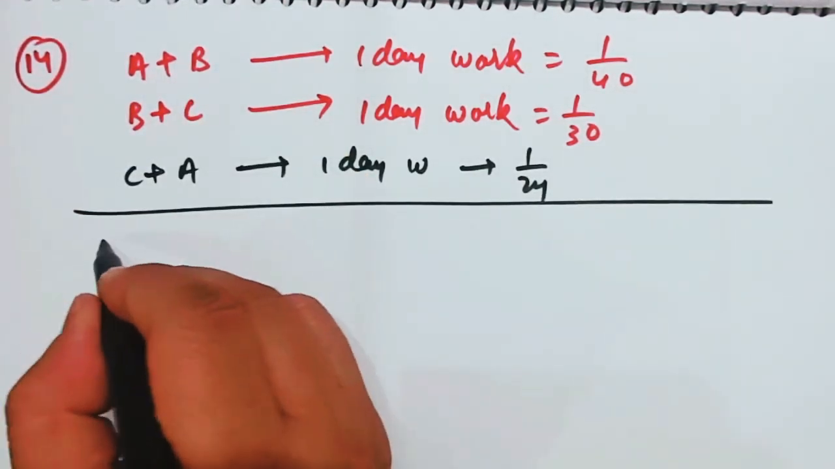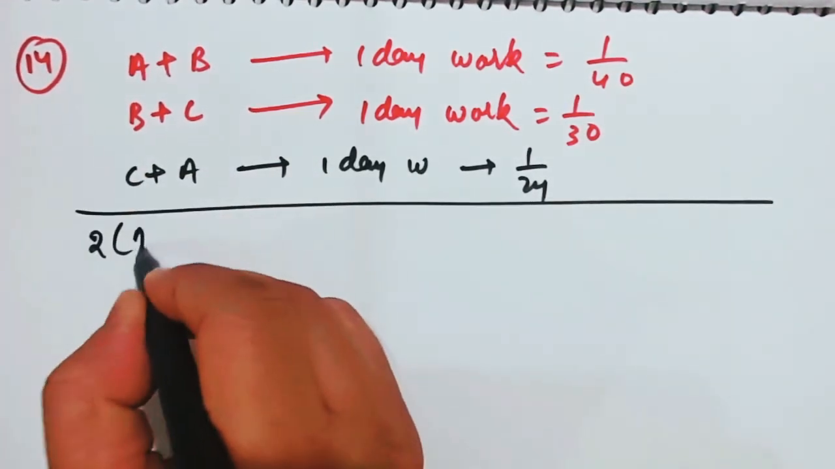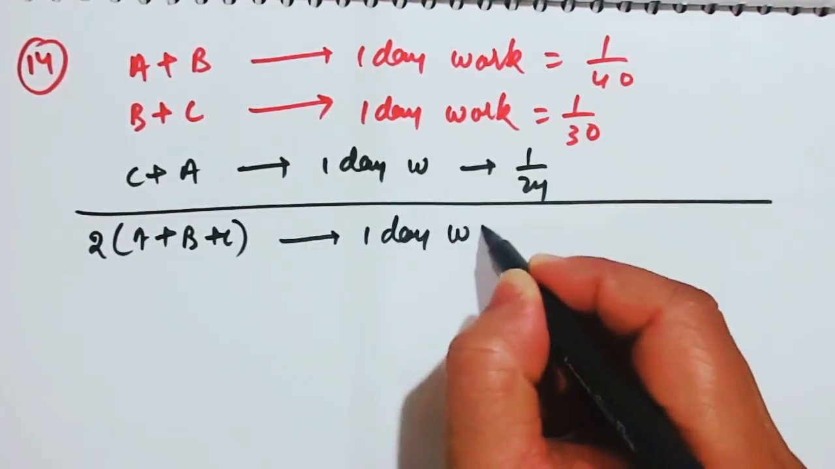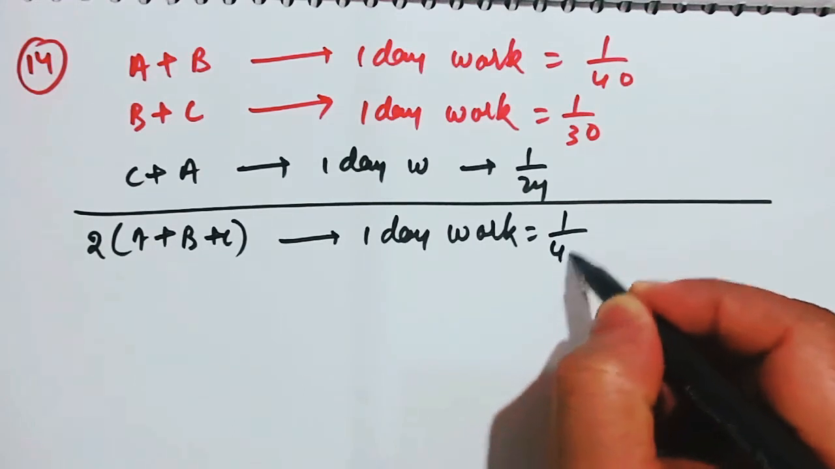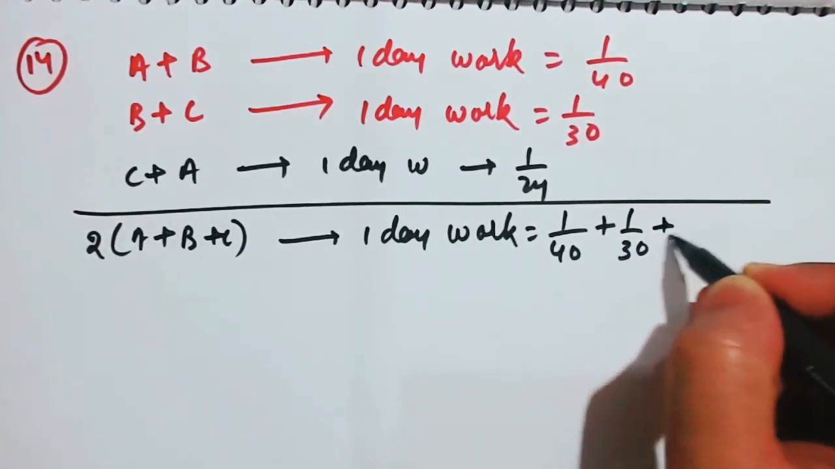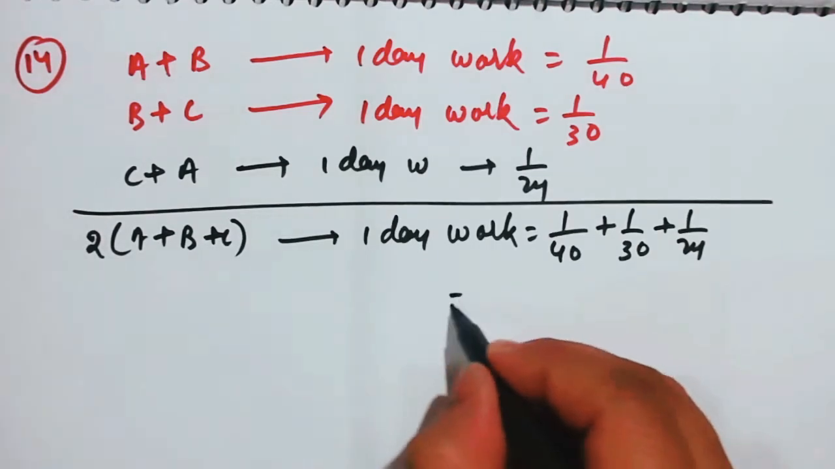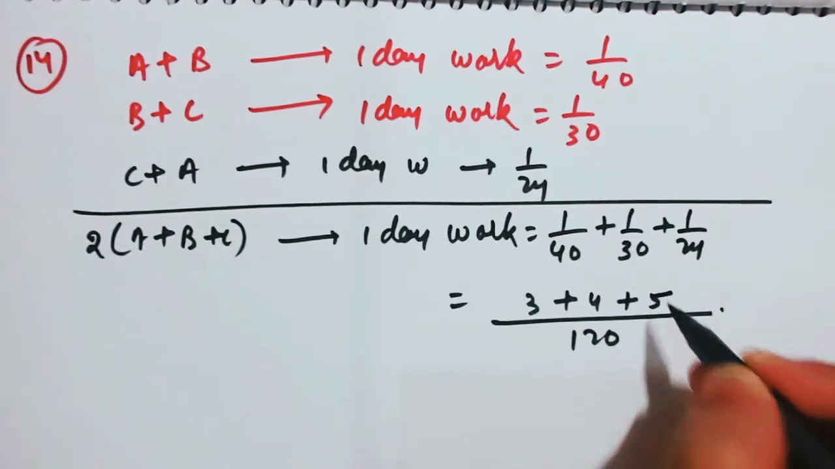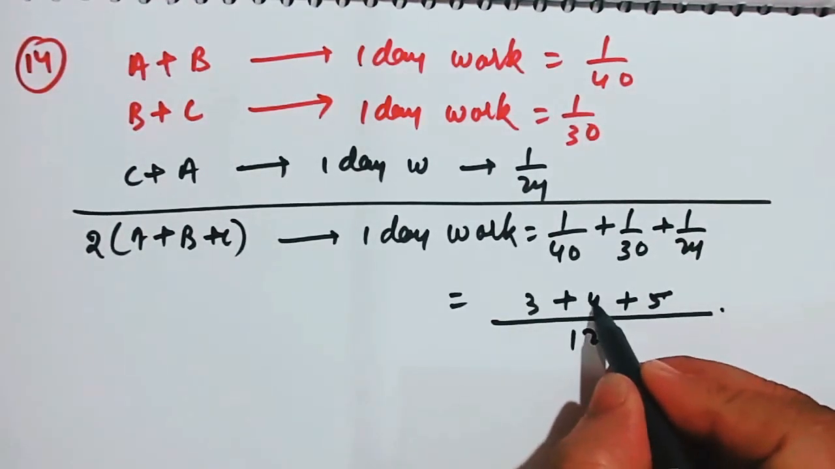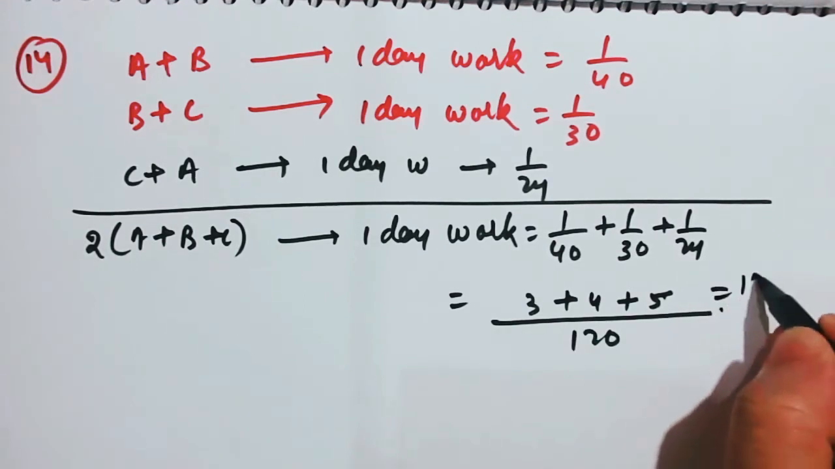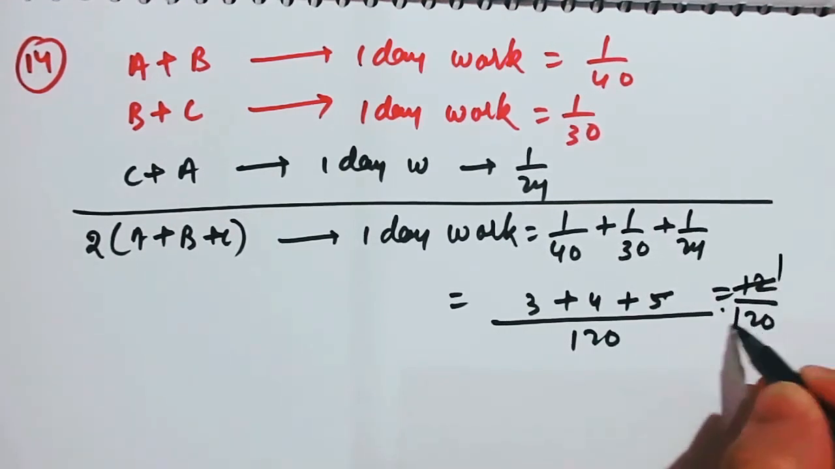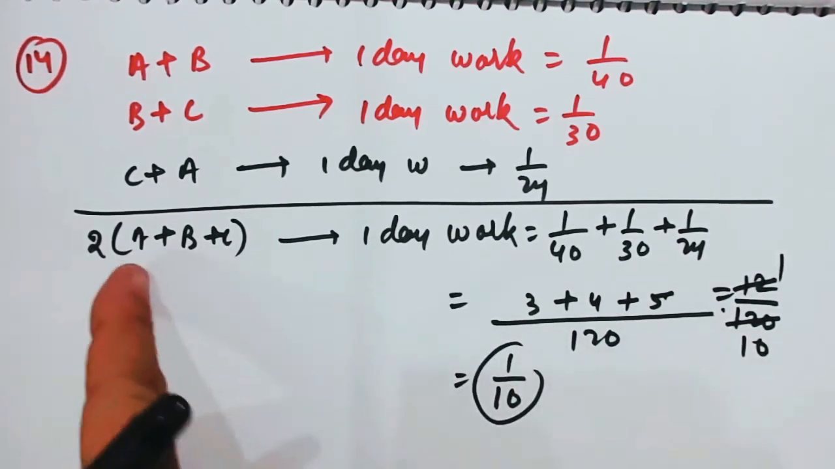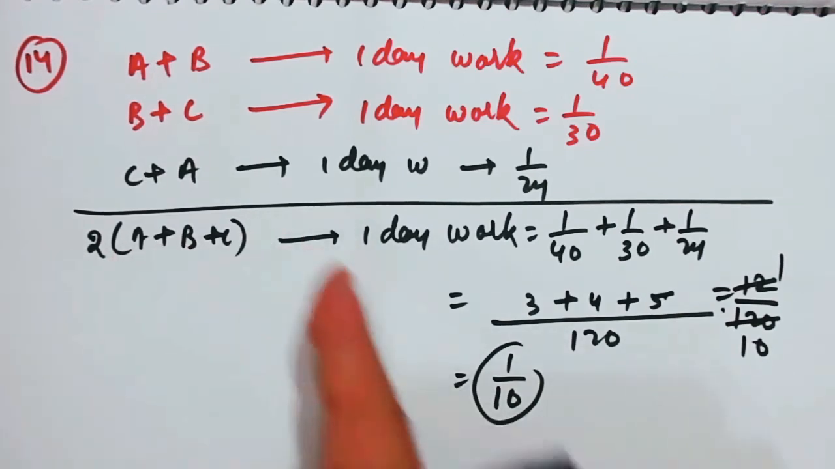Okay, so you will get, see, twice A plus B plus C one day work will be equal to 1 by 40 plus 1 by 30 plus 1 by 24. So when you add these, what will you get? You will get 5 plus 4, 9, 10, 11, 12. This means 12 by 120, 12 ones are 12, so you will get 1 by 10. So twice A plus B plus C is 1 by 10.